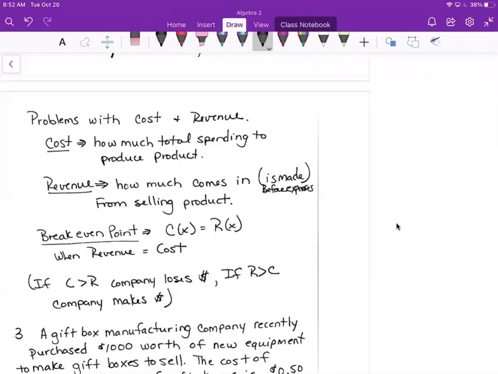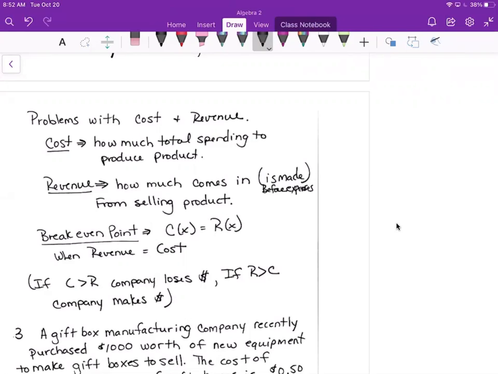Now notice these are written in function notation. Whenever you see a capital letter and then parenthesis X, that is function notation. So C tells you the function C is the cost function. X tells you that's the variable that you plug in for X.